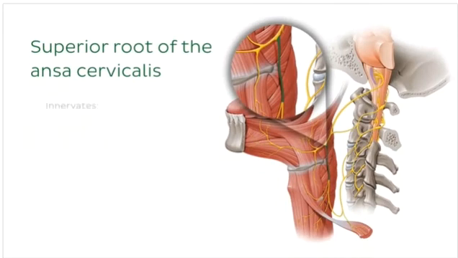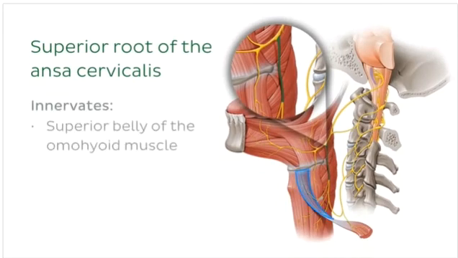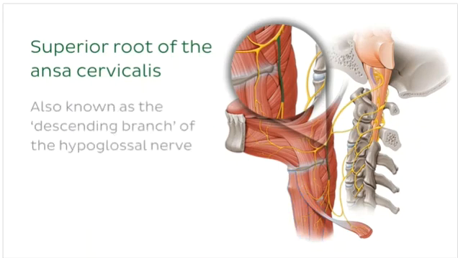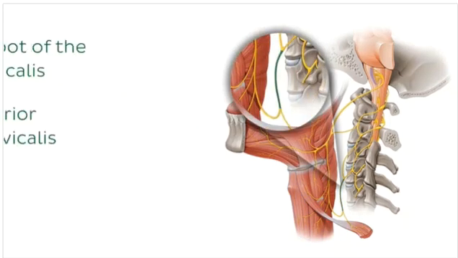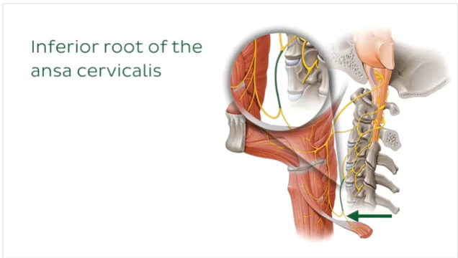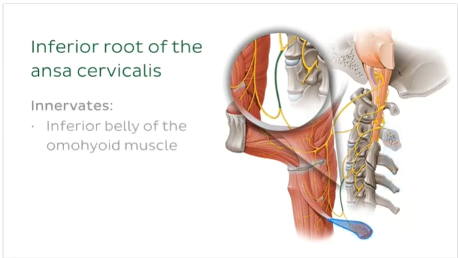As it descends, it gives off muscular branches which innervate the superior belly of the omohyoid muscle, and the superior root of the ansa cervicalis also innervates the sternothyroid and the sternohyoid muscles. And this nerve is also sometimes referred to as the descending branch of the hypoglossal nerve. As the nerve loops down further, inferiorly and posteriorly, it is continuous with the inferior radix of the ansa cervicalis, which we can see in this image, and this root receives branches from the C2, C3, and sometimes C4 spinal nerves. It also innervates the inferior belly of the omohyoid muscle.